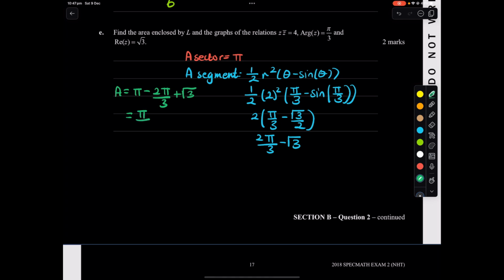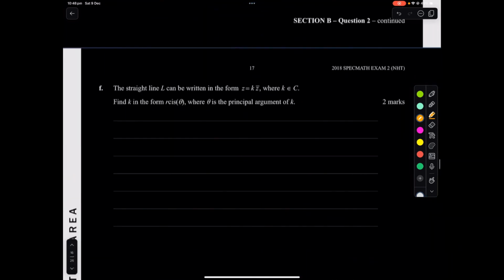That's going to be pi on 3, plus root 3. This overall is your area. And that's it. I hope that's easy to follow. Let me just change that ugly color. Nice. I hope you understood that.